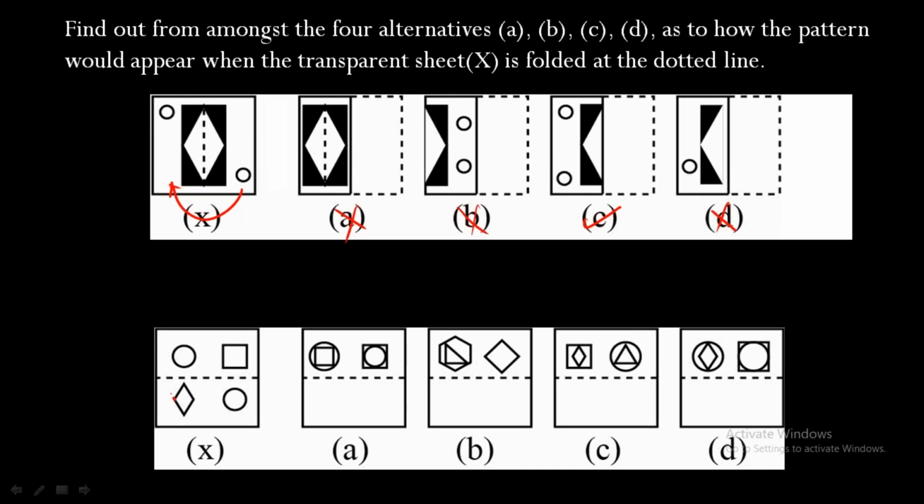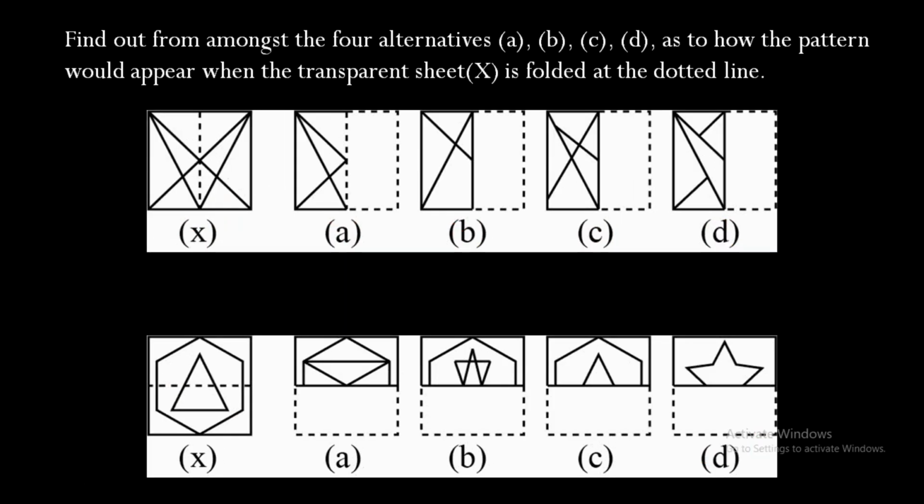Whereas this rhombus will go here. The circle will go here. Option D. The rhombus is shifted above. The circle is also shifted. Fine. Yeah, here simple, right, symmetry. Because of symmetry, we can go with option A.